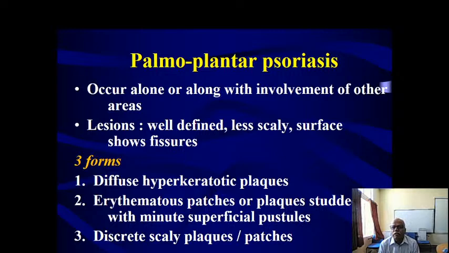You will notice 3 forms of palmoplantar psoriasis. One is a diffuse hyperkeratotic plaque. Second is erythematous patches or plaque, studded with small, minute, superficial pustules. Then there will be a discrete scaly plaque. So diffuse plaques, discrete plaques, and erythematous patches. There are 3 forms of palmoplantar psoriasis.